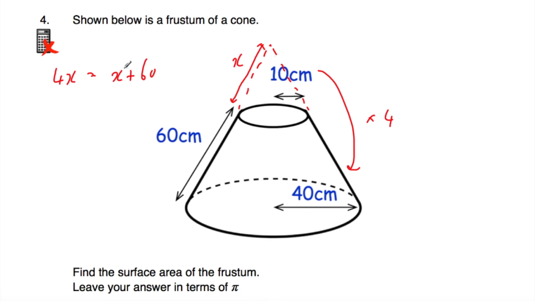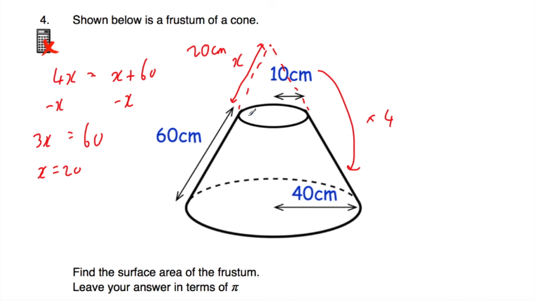Okay, now we can solve this equation. If we take away x from both sides, we're going to get on the left hand side 3x, and on the right hand side we'll be left with 60. And then we can just divide by 3 and get that x is equal to 20. So it means that x is equal to 20 centimeters. So that's fantastic. We've worked out what that slant height is for that smaller cone.